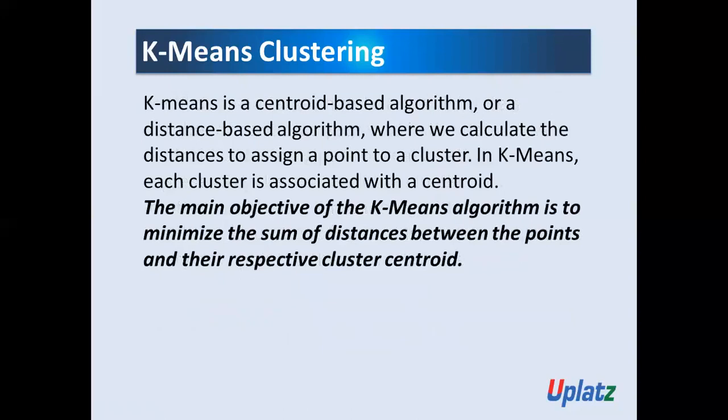K-means is a centroid based algorithm or a distance based algorithm where we calculate the distance to assign a point to a cluster. In k-means, each cluster is associated with a centroid.